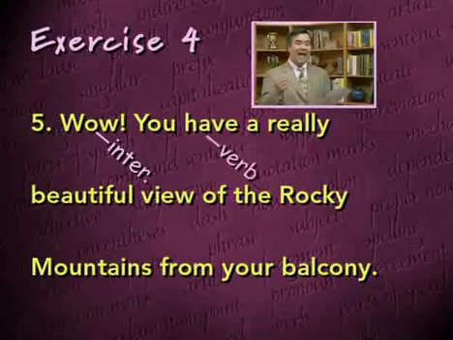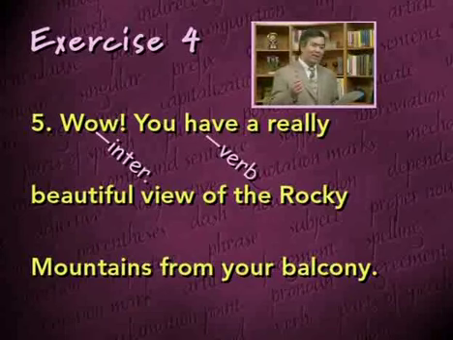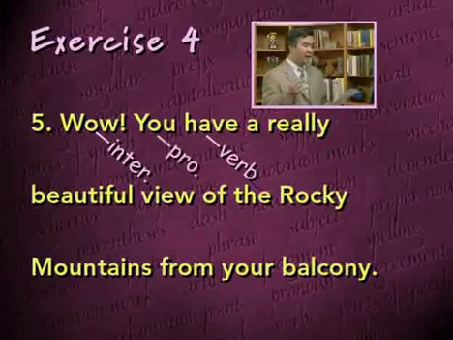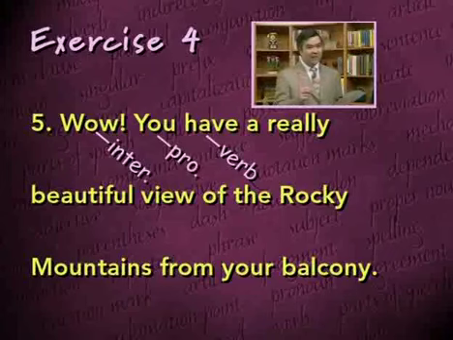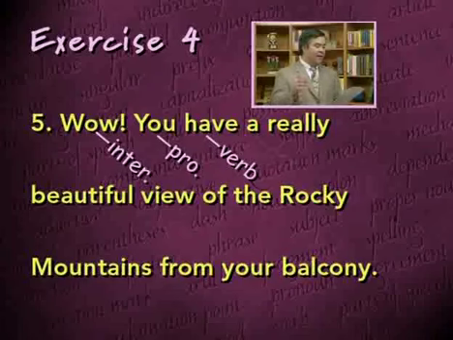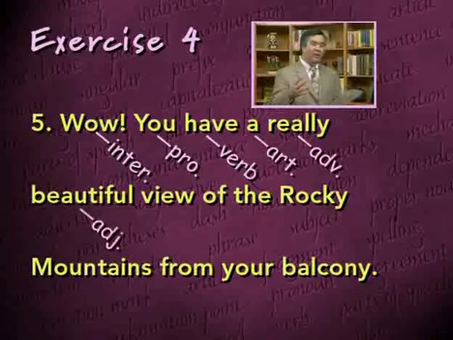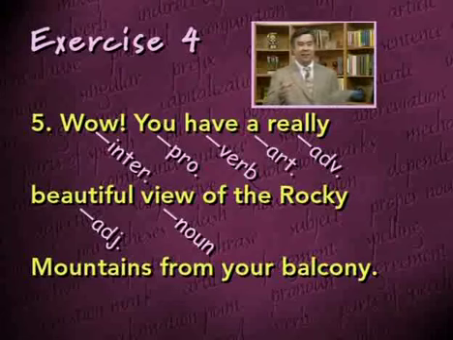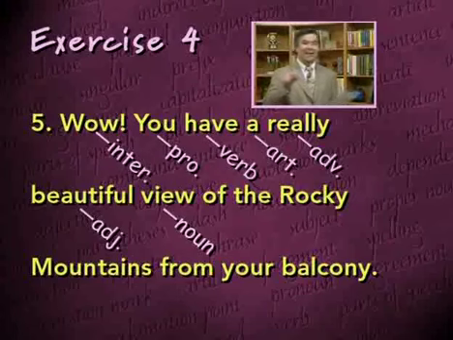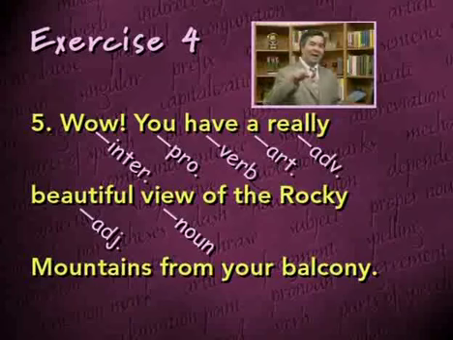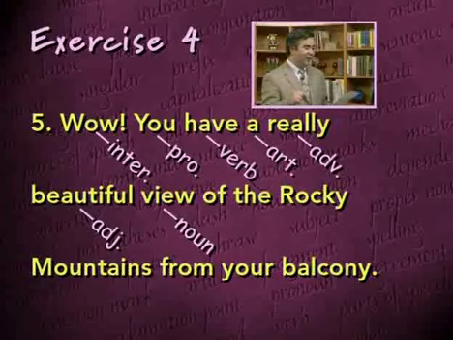Now let's look at the rest of the sentence. The verb is have, and the subject of the verb is you, which is a pronoun. So you have, pronoun and verb, that's the heart of the sentence. Let's look at the rest of what's here. A really beautiful view. A is an article, of course. Really is an adverb, and beautiful is an adjective. All of this goes to modify the noun view. Beautiful is an adjective modifying view, and the adverb really modifies the adjective beautiful. How beautiful? Really beautiful. So any word that modifies an adjective would be an adverb, and that's what really is.